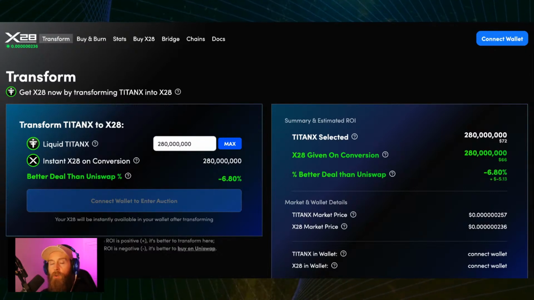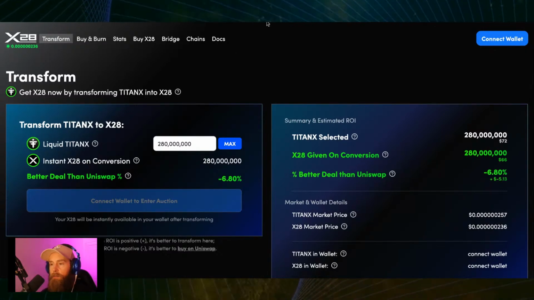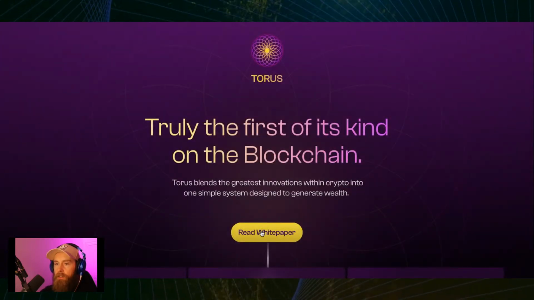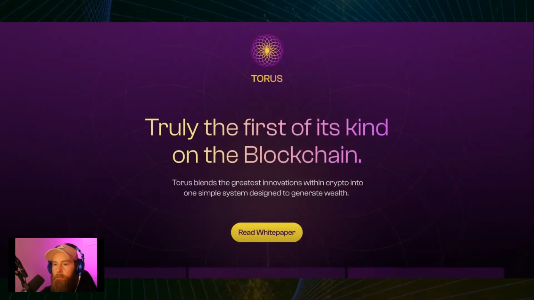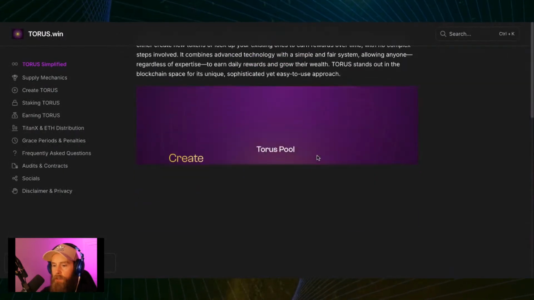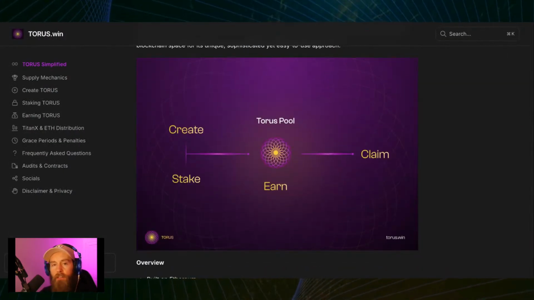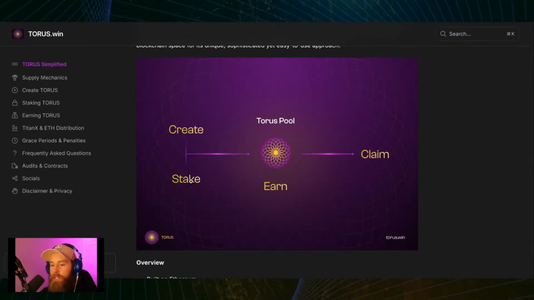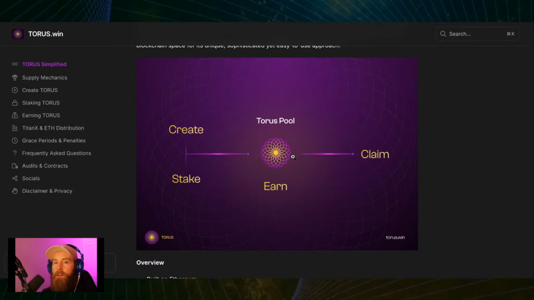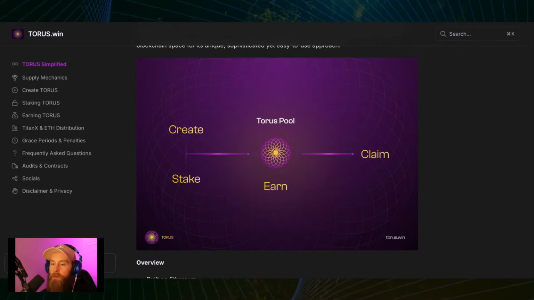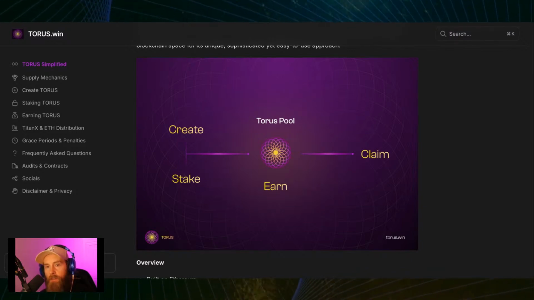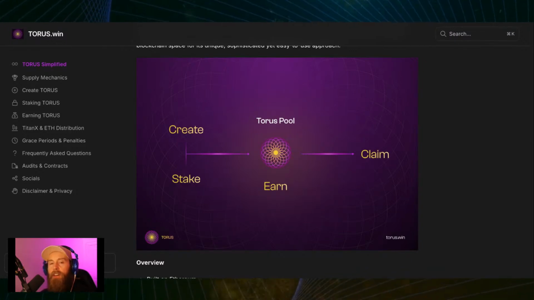In TORUS, there is a create and a stake option. I'll go back to the tab here with the white paper. If you're unfamiliar with TORUS, this is how simple TORUS is. You either create or stake. Both of these actions earn you more TORUS over a period of up to 88 days. So at the 88-day mark, everyone's stakes or creations would finish and they have to come back in, right?